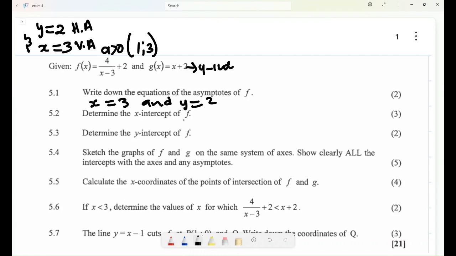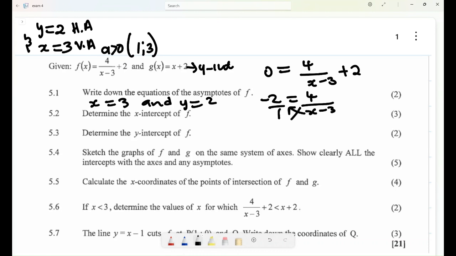Determine the x-intercept of f of x. Remember for the x-intercept you let y equal to 0. So we're going to say let y equal to 0, and it is 4 divided by x minus 3 plus 2. The first mark is here, substituting y as 0. Then I take this 2 to the other side, it becomes negative 2. Then I cross multiply. As I cross multiply, it is negative 2 times x minus 3 equals 1 multiplied by 4, it is 4.